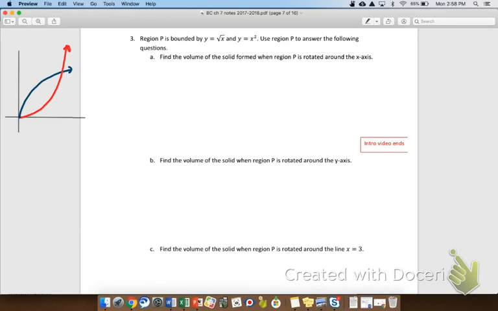Okay, so we're doing B. Does it matter which one I make the big R and which one I make the little r? So let's talk about that. It very much matters. You'd see it pretty quickly if you mixed them around. Hey guys, let's finish well.